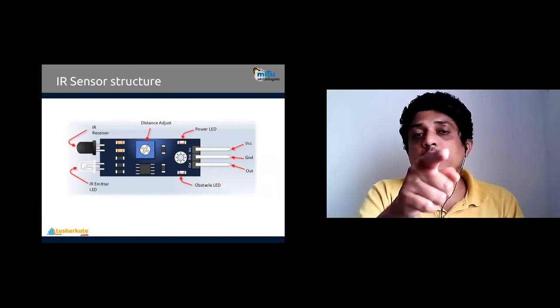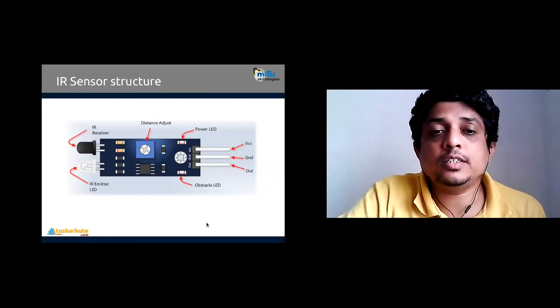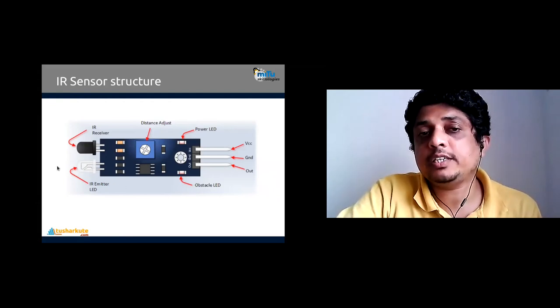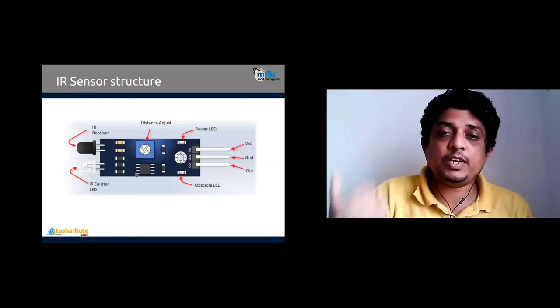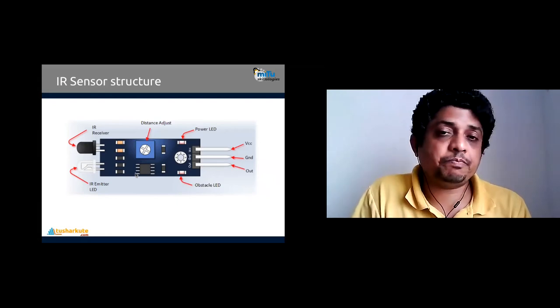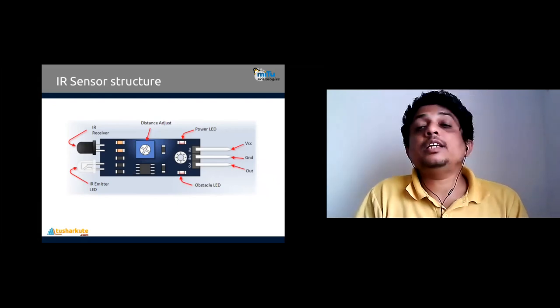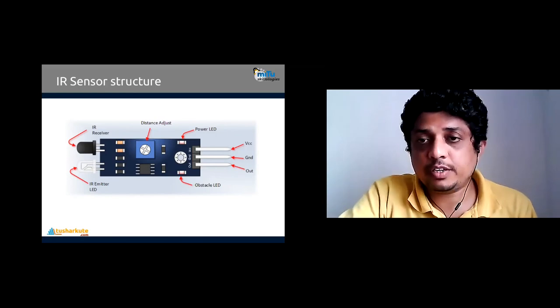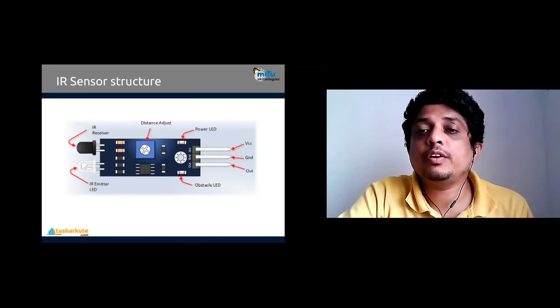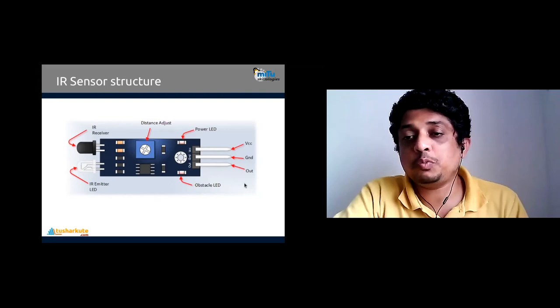See the IR sensor now. You can see the IR receiver and IR emitters are present. The emitter emits light. When an obstacle is there, the light will be reflected and come back to the IR receiver. And there are three different signals present here: V, G, and O, the output.